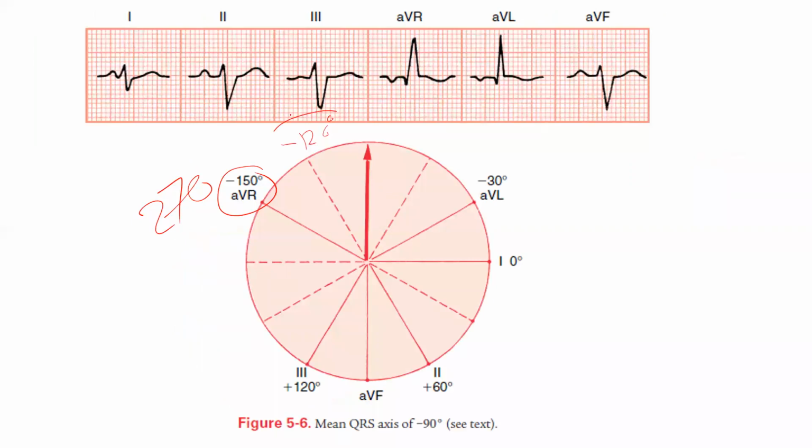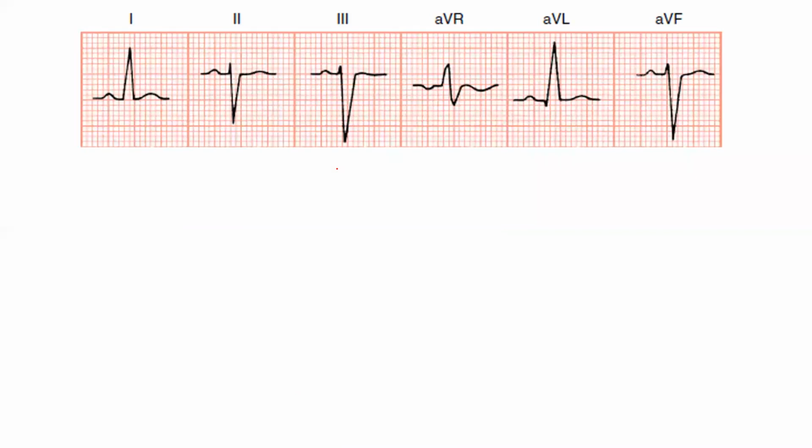-120 may be acceptable because I have to calculate which is bigger. I think AVL is slightly bigger, which means it will come this much. If AVR is slightly bigger, it will go a little like this, okay? Somehow the answer is like this. Now, next, this one.